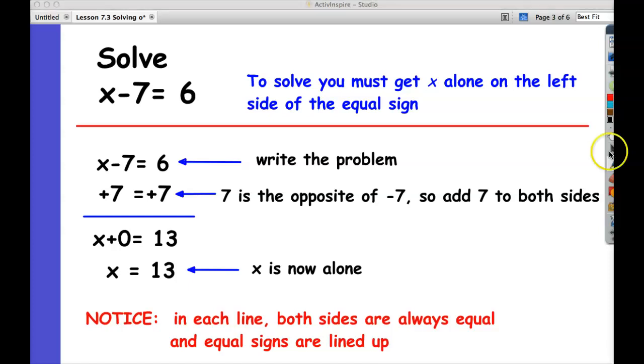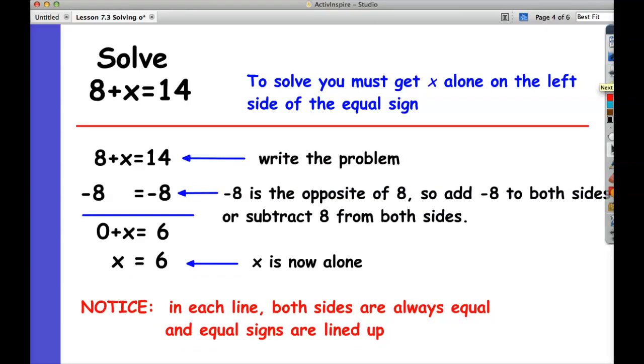So looking down the page here, you've got x minus 7. You're going to add 7 to the left side and add 7 to the right side. The minus 7 and the plus 7 will cancel each other out, leaving x on the left side. 6 plus 7 on the right side equals 13, so x equals 13. To check, you can plug your 13 back in for x in the original equation. So 13 minus 7 does equal 6, so you know your answer is correct.